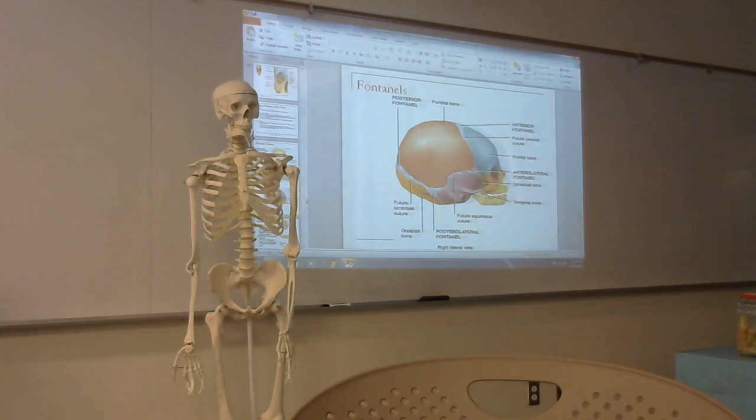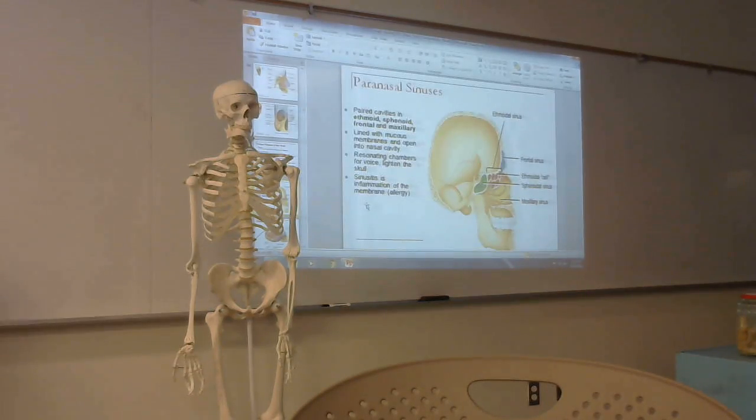Yes? Who says yes? Who says no? Very good. It's still membrane. Okay? Another favorite of mine in the skull are your paranasal sinuses.